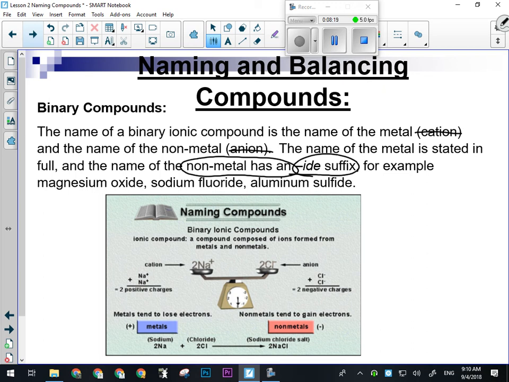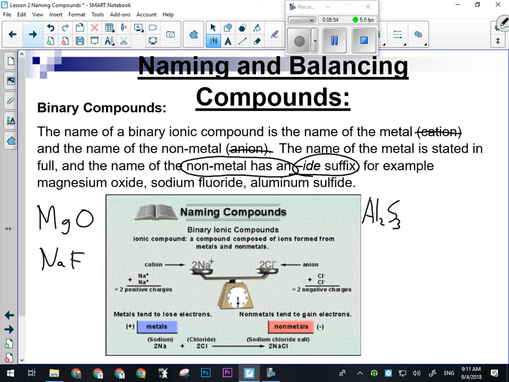Examples would be magnesium oxide, that would be MgO, or sodium fluoride, that would be NaF, or aluminum sulfide, which would be a little trickier. I'll tell you how we get those numbers later. You guys remember the drop and swap? So you know how I got those numbers then. Okay, good.